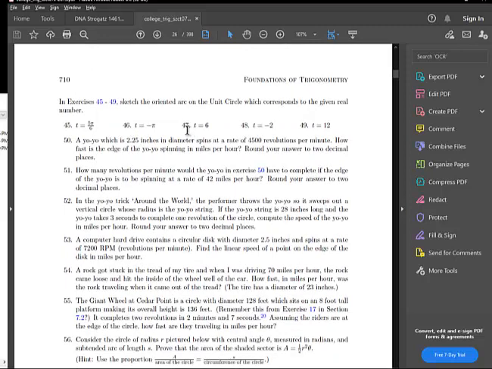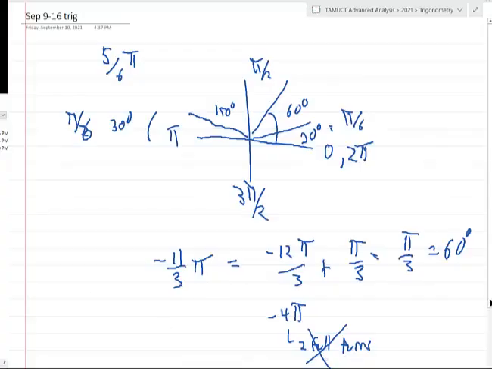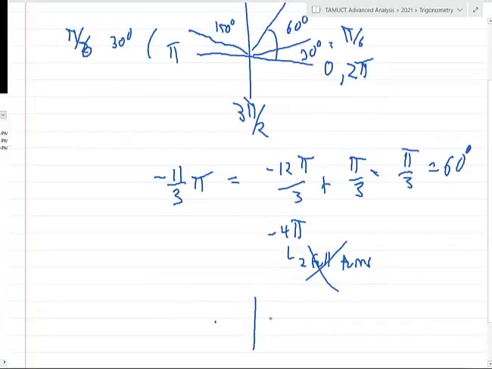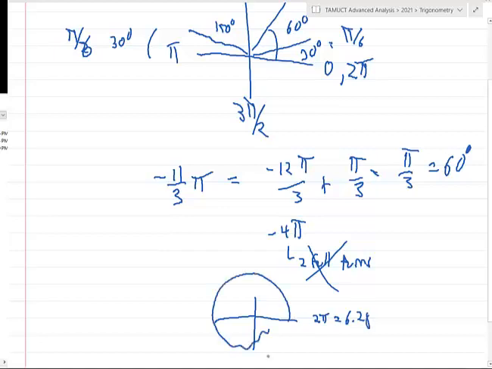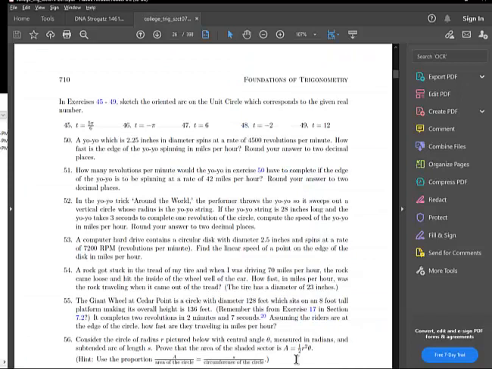All right, sketch the oriented arc. Here he's just asking you to draw the arc. It's really not that big a deal. T equals 6. If I was looking at t equals 6, I know that 2 pi is 6.28. So t equals 6 would be somewhere like this. Oops, sorry, bad circle. It would be something like this. Okay, so these things you should be able to do very, very easily.